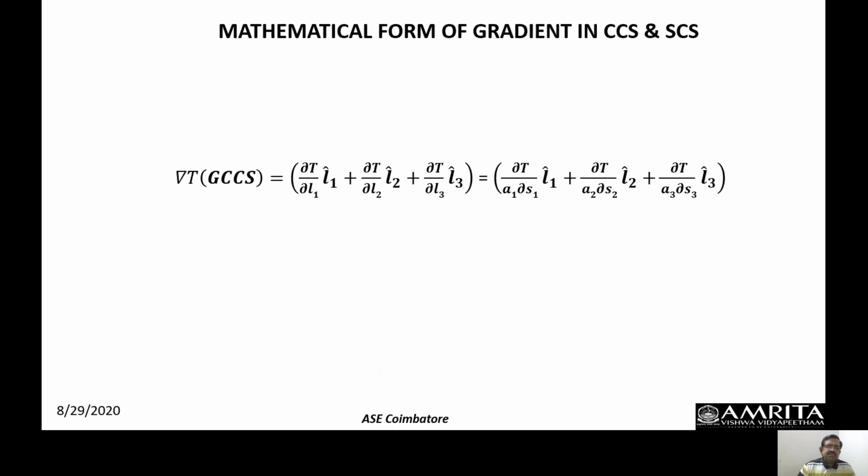Let us see how it goes. So, the mathematical form of gradient in the cylindrical coordinate system and spherical coordinate system. This is exactly what our aim is. Otherwise, everything is super simple.